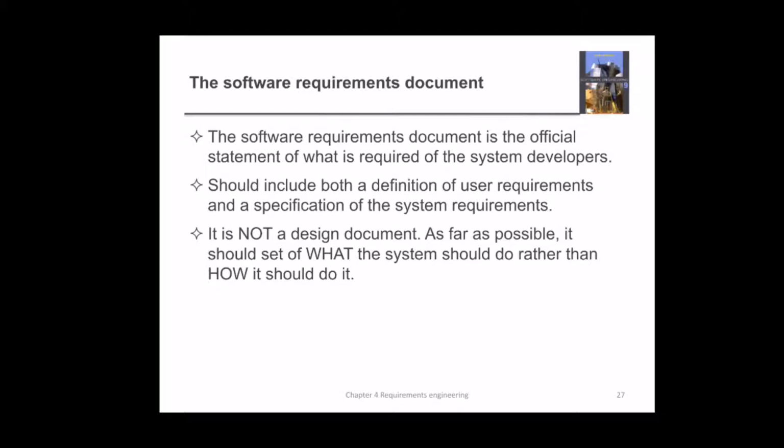The software requirement document is the official statement of what is required of the system developers, right? Whatever is required by the system developers, everything is included in this software requirement document. And it should include both a definition of user requirements and a specification of the system requirements. User requirements will be explained in normal language, right? But the specification of what the system has to do will be explained in depth.